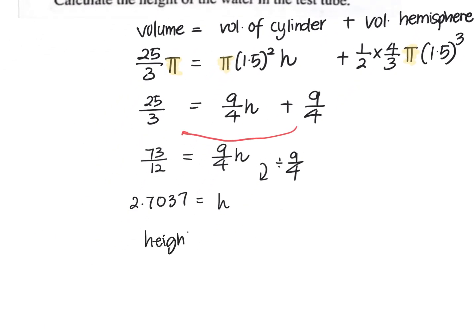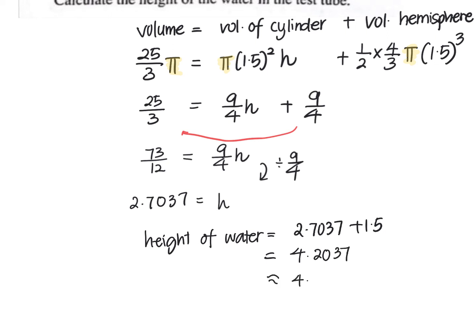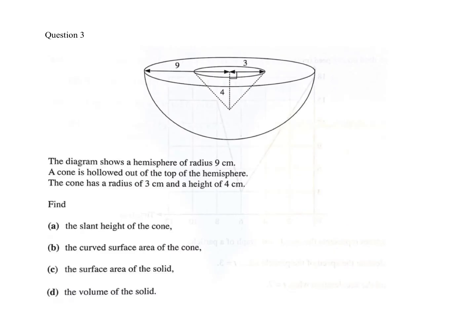Height of water will be equal to 2.7037 plus 1.5. Then I'll round off this answer, 4.2037, to 4.20 cm. Okay, have you gotten the concept? Okay, last question for this part of the lesson.